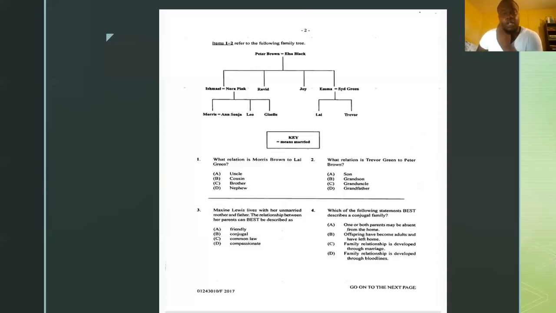All right, great. So question 1 says, what relation is Morris Brown to LA Green? First of all, it is asking you to study the diagram. So if you get a question like this, the first thing to do is actually look at the diagram, interpret the key properly, and also don't look at the questions until you study the diagram, because the questions might influence how you interpret the diagram. And we don't want that, because sometimes your interpretation can be incorrect, right? So you have to be careful.